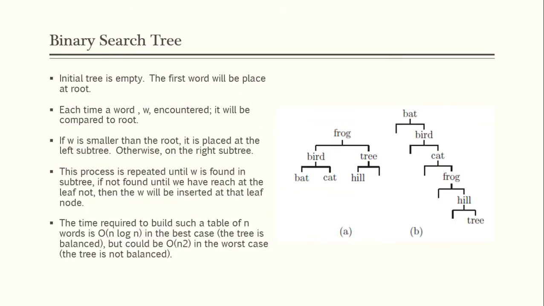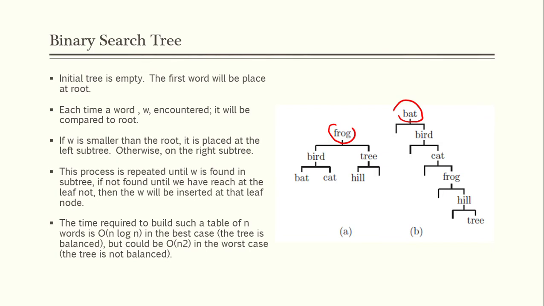What about a binary search? Binary search is more efficient. To start, when you start doing your search, the tree is actually empty. So the first word will be placed at the root. For example, this is the root, frog, and this one, bat. So the first word will be placed on the root. Then we continue with the second word, third word, fourth word, and so on.